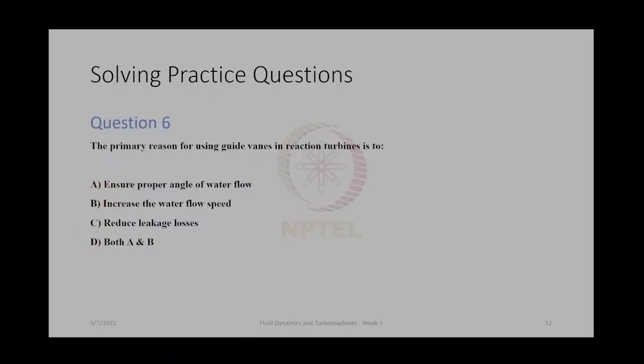We'll move on to question number 6 now, which is asking what is the primary reason for using guide vanes in reaction turbines? Is it option A, to ensure a proper angle of water flow? Option B, to increase the water flow velocity or speed? Option C, to reduce leakage losses? Or option D, both A and B?